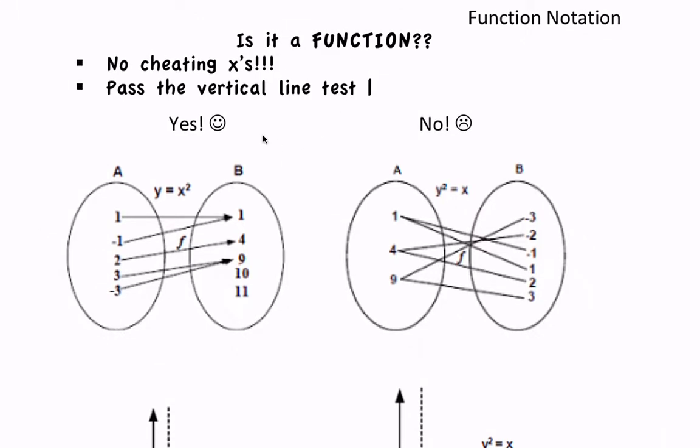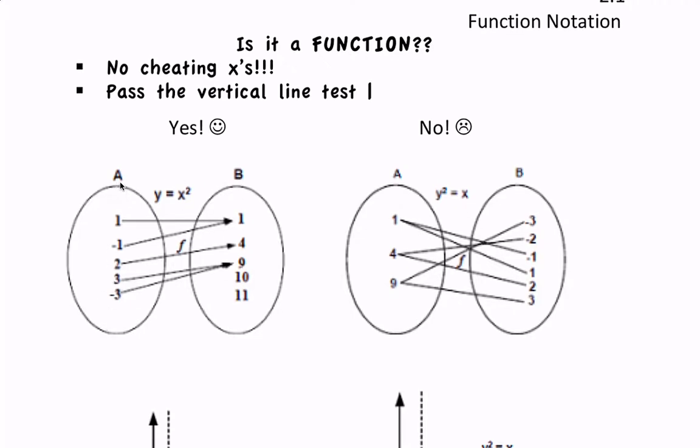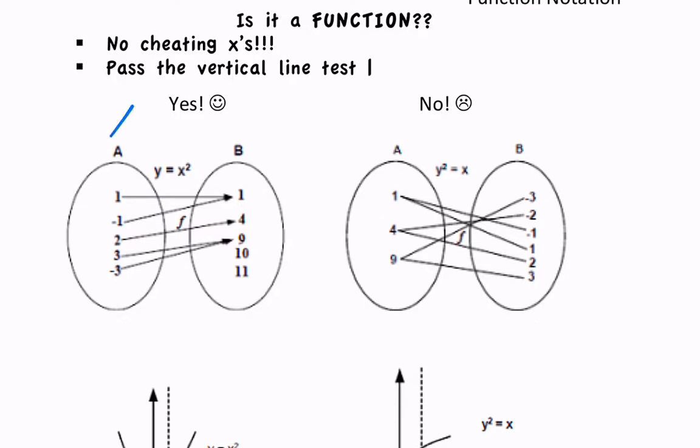Okay, so if I look at this first set, this is what you call a mapping diagram. Your x's come first and then your y's. So these a's represent my x's. The b's represent my y's. Okay, we know x's cannot repeat, so I want to be looking at these.